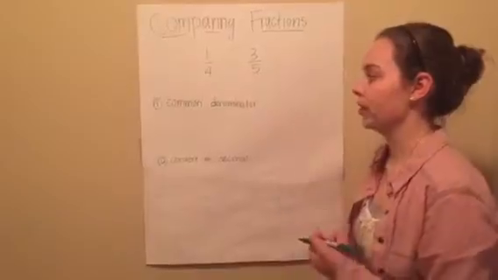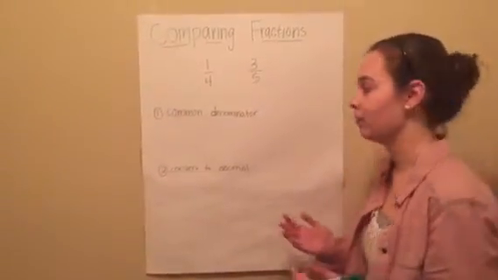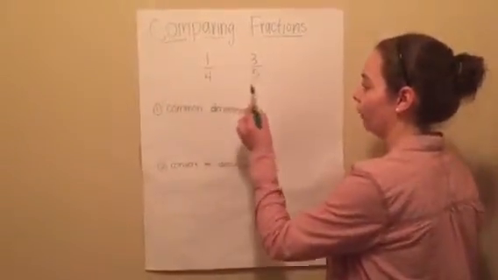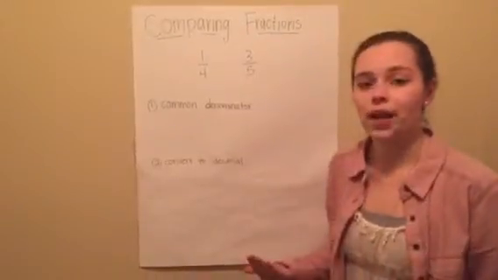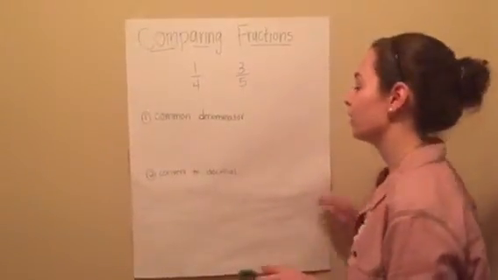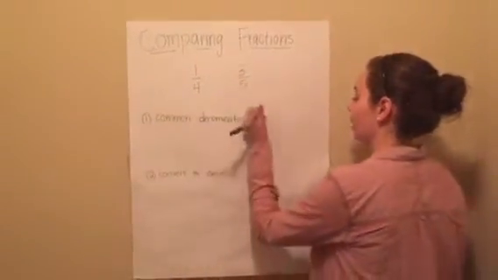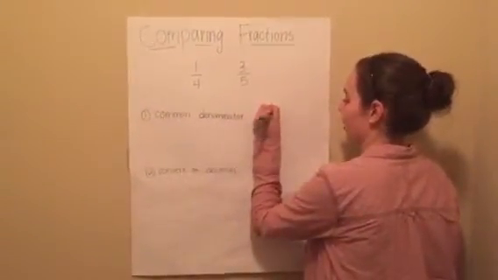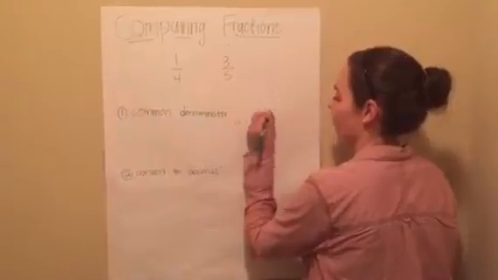So first, we're going to start with finding the common denominator between 4 and 5. In order to do that, we have to find the least common multiple between 4 and 5. So let's go ahead and make a chart over here and list out the multiples of both 4 and 5.